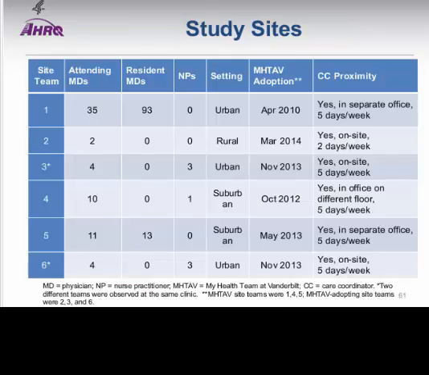This is a list of the study sites, so you can see they ranged in size. 2 of the sites were actually the same, 3 and 6, just with different care coordinator teams. And the care coordinators sometimes were on site and sometimes they were off site, which turned out to be one of the interesting differentiators in our findings.